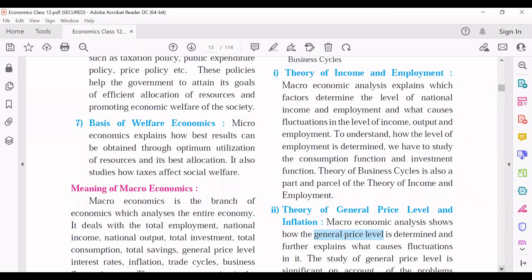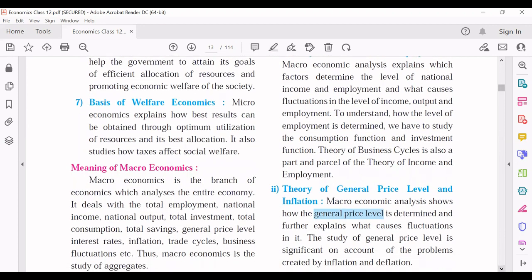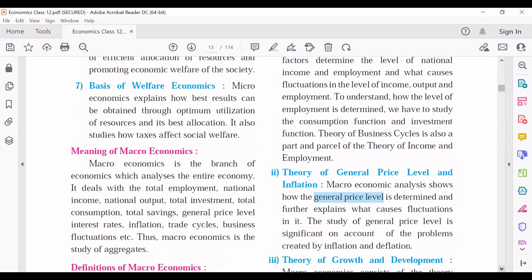In microeconomics, it was dividing into small parts and analyzing the individual ones, but here it is analyzing the entire economy. Now we can see that it deals with total employment, national income, national output, total investment, total saving, etc. So here the major problems are there. Therefore, it studies the aggregates.